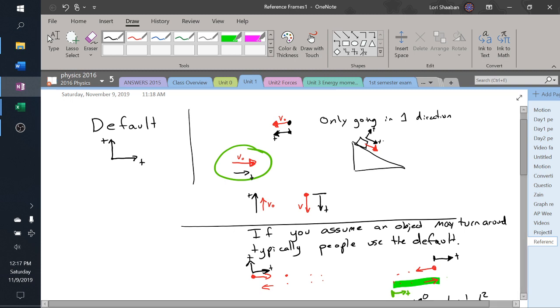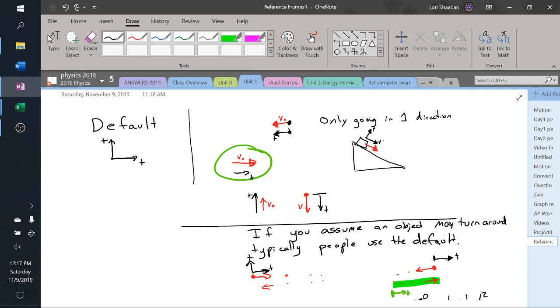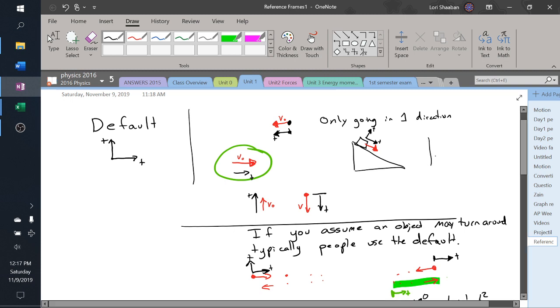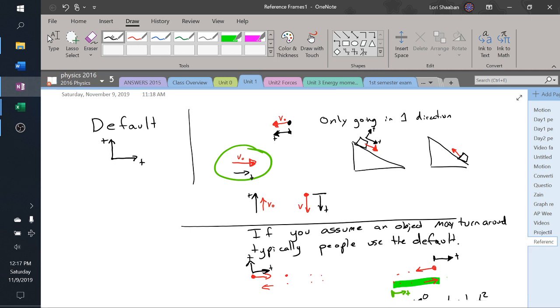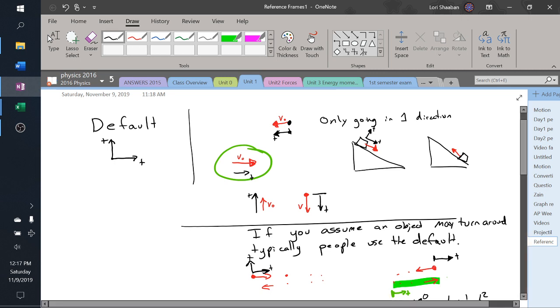Now, if an object is going to go up and down a ramp, then you're not sure. You have an object and you're shooting it up a ramp. I would typically, if I think it's going to come back down again, I'd go like this. Positive is down the ramp. So I'd start out with a negative velocity here. Okay, and there'd be a positive acceleration to it. But you get to pick the reference frame. It's all up to you. It's just conventions, and this is the default.